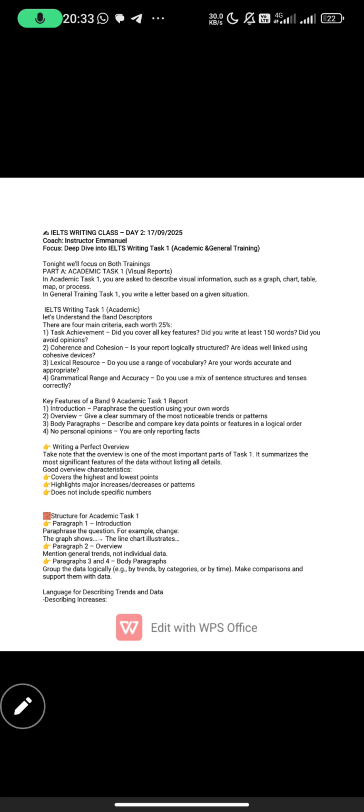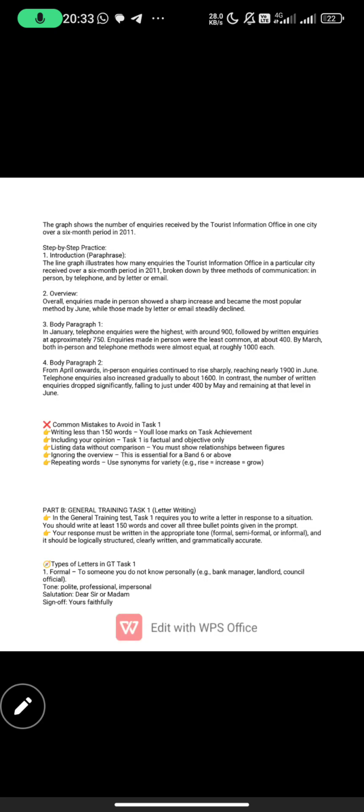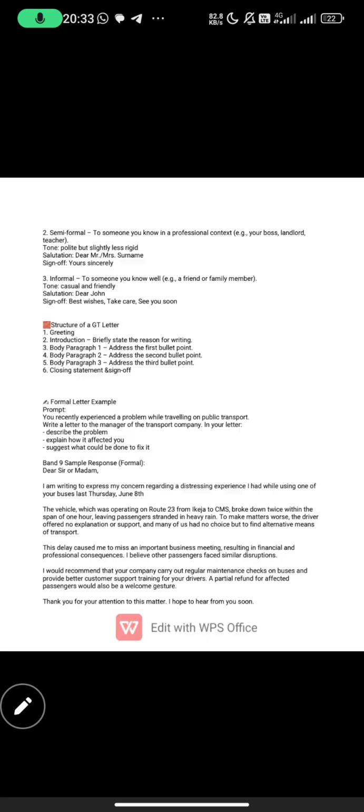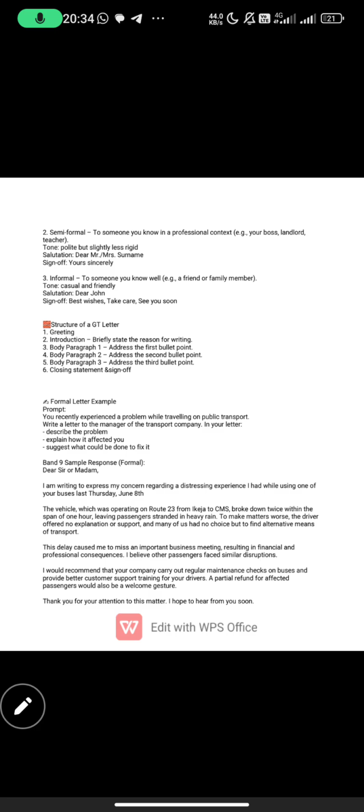Now, in a row, you can count up to 10 words. Count each word, just count the first row. 1, 2, 3, 4, 5. For instance, look at your screen. Look at the end of that band 9 sample response, the formal letter, and I wrote dear sir or madam. Look at it there. I am writing to express my concern regarding a district.